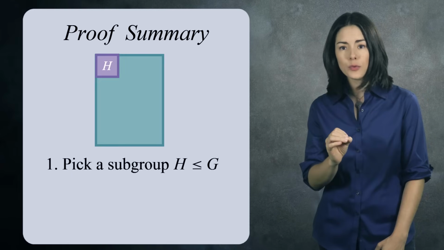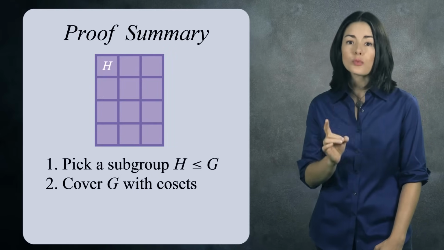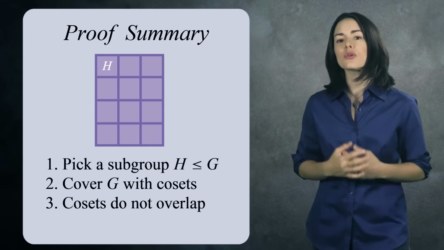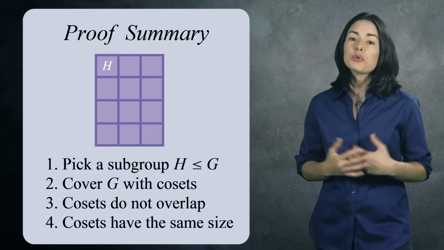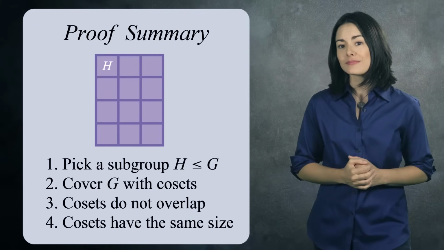One last thing. Throughout the proof, we worked with left cosets, but you can repeat the proof using right cosets too. For abelian groups, the left cosets and right cosets are the same, but for non-abelian groups, this may not be the case. Either way, the proof is this. Pick a subgroup, keep making cosets until the group G is covered. Once you show that cosets don't overlap and are all the same size, you've proven Lagrange's theorem.